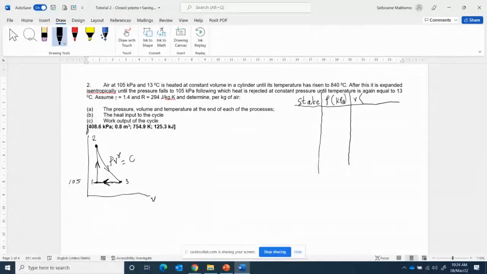There is one thing that I forgot to say: you assume gamma is 1.4, R is 294 joules, and determine per kilogram of air. It means that mass of air is 1 kg. So our units are going to be cubic meters per kilogram. Mass is 1 kilogram. And the last one is going to be temperature in Kelvin.